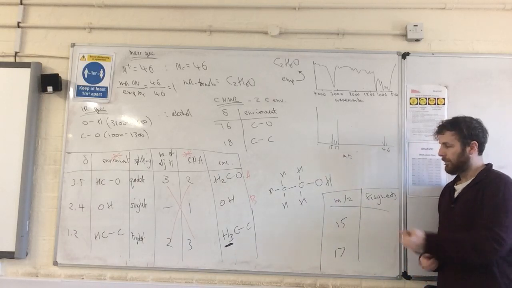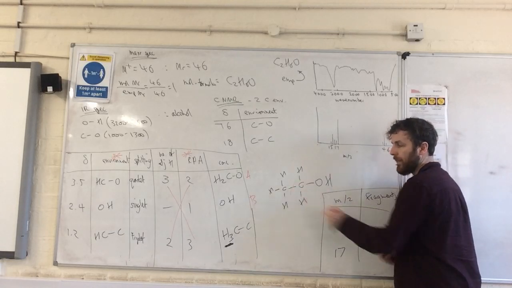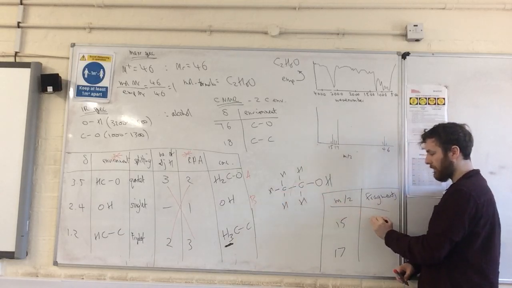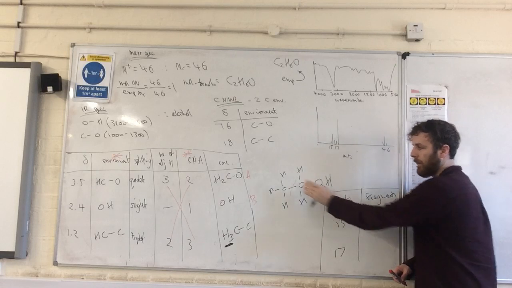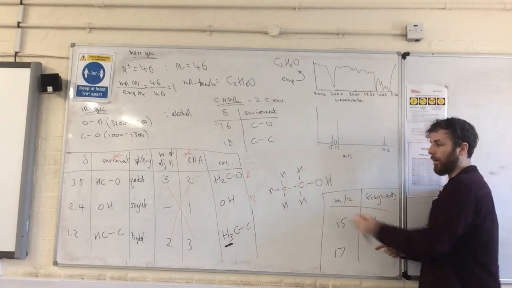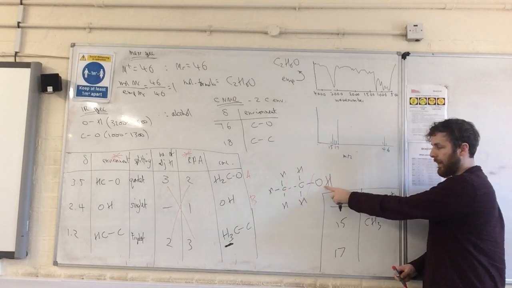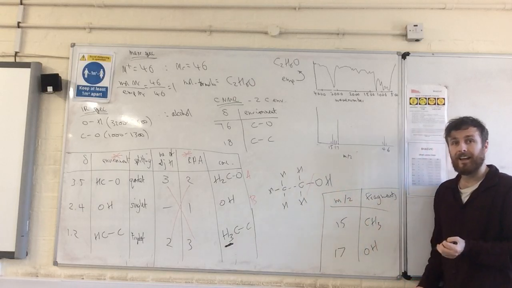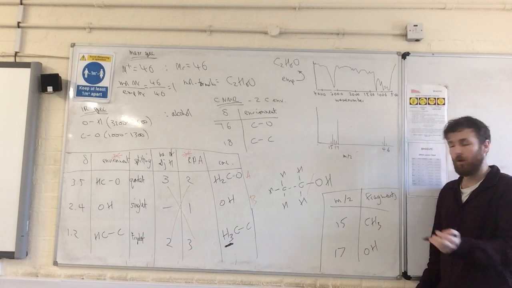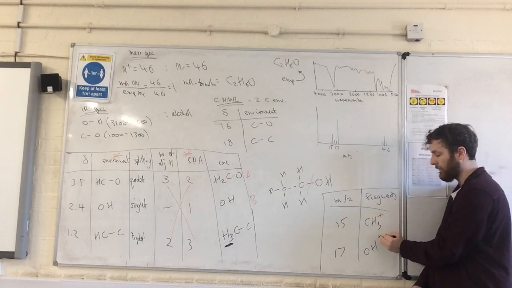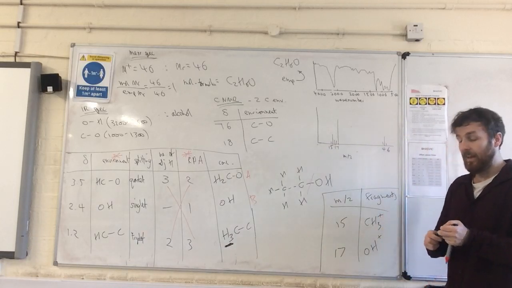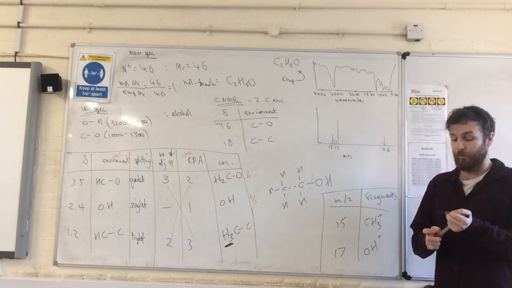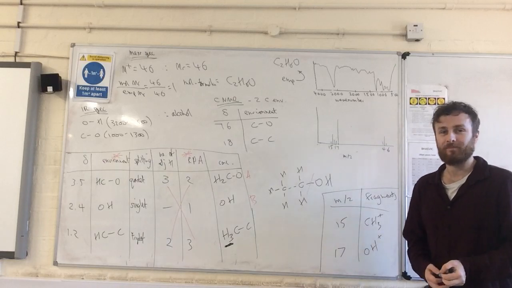Welcome back. So we're going to break this bond here to get a CH3 at 15, and then separately we're going to break that bond there to get an OH at 17. And then don't forget, these are fragment ions, so they must have a positive charge. And that is the full combined techniques method.